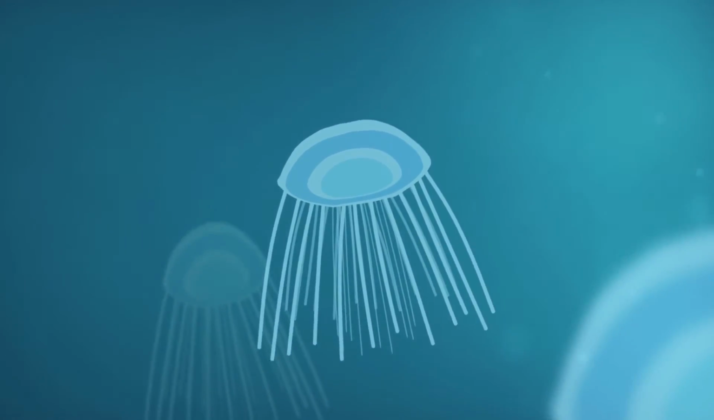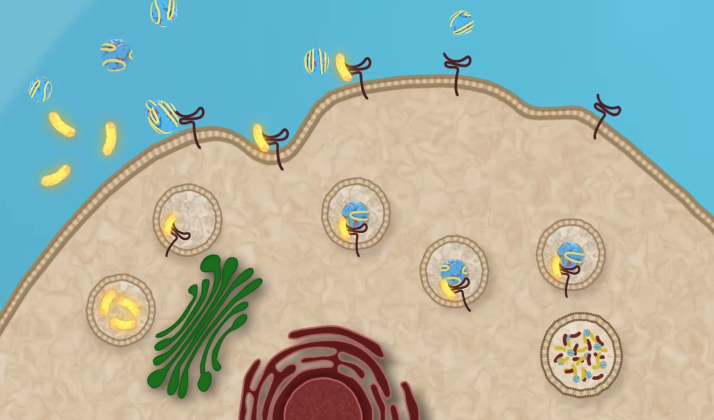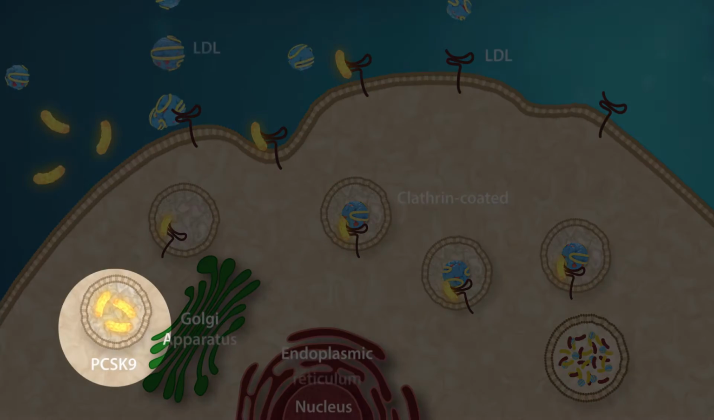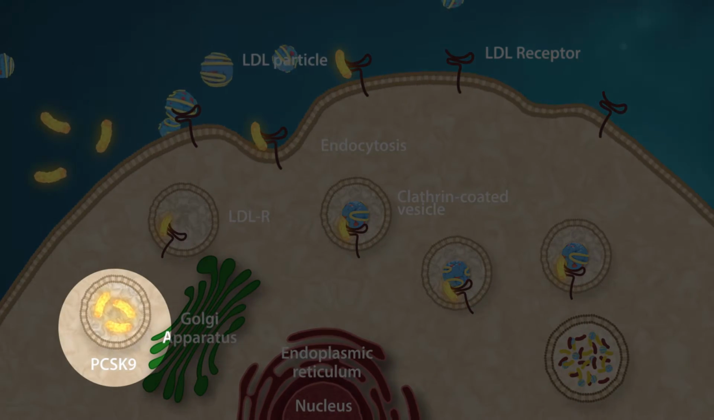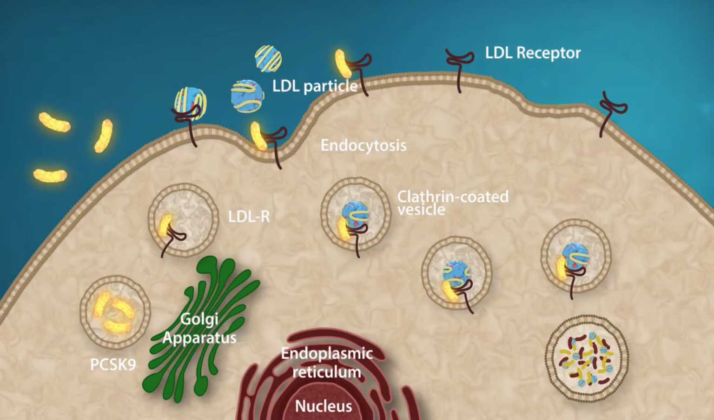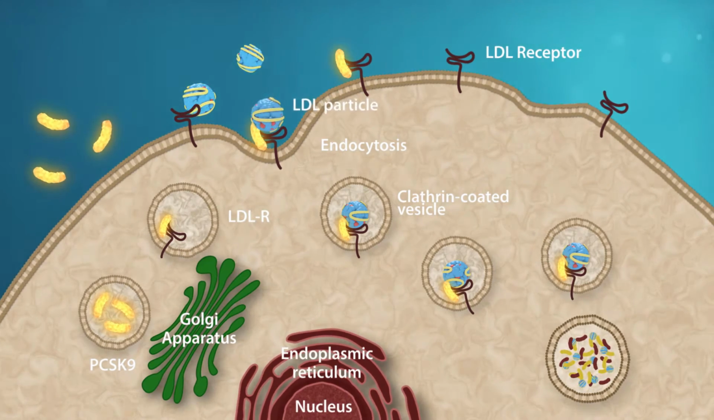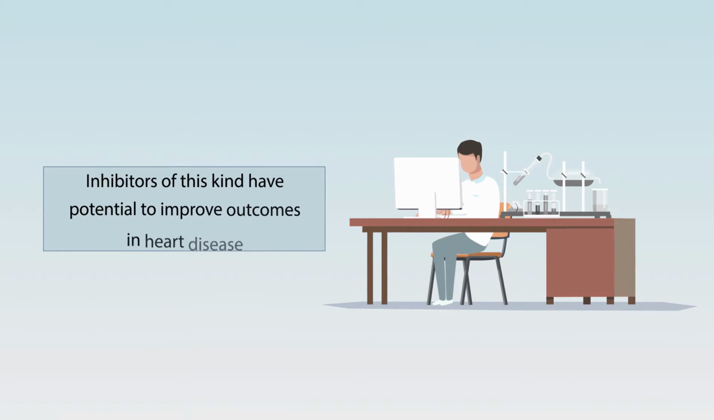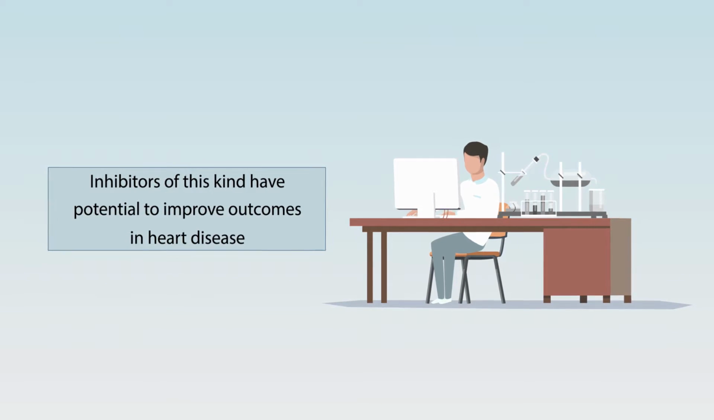They have found a peptide molecule enzyme that appears to block the binding of PCSK9 to the low-density lipoprotein, or LDL, cholesterol receptor, the precise mechanism of which remains unclear. Inhibitors of this kind have potential to improve outcomes in heart disease.